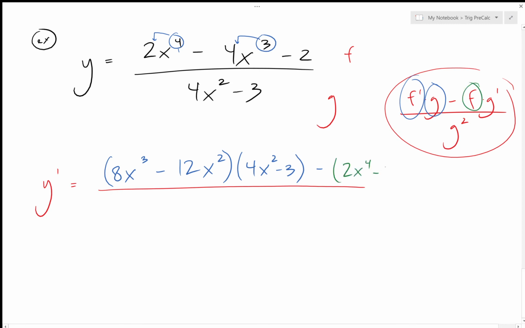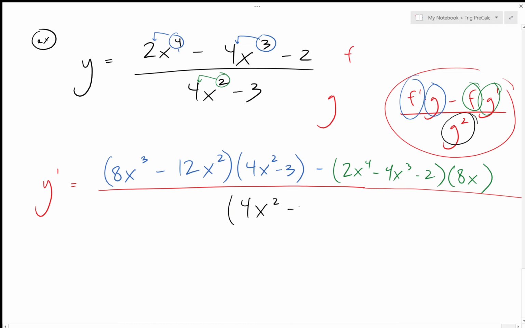So we've done f prime times g, minus f: 2x to the 4th, minus 4x cubed, minus 2, group it. I need to make this fraction bar a lot longer. And I still need to multiply that to the derivative of g, so the derivative of the bottom is 8x, just 8x. Alright, on bottom, it's going to be g squared, so take g, square the whole thing.